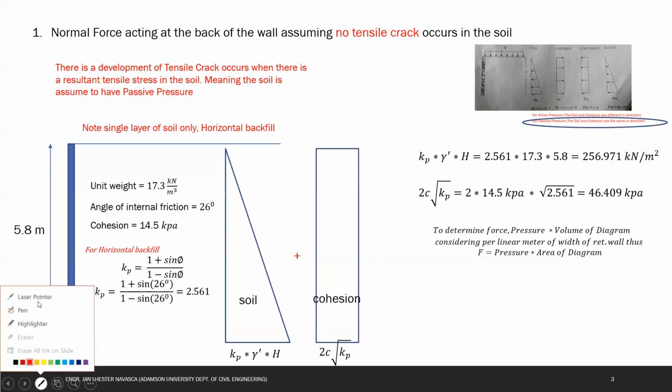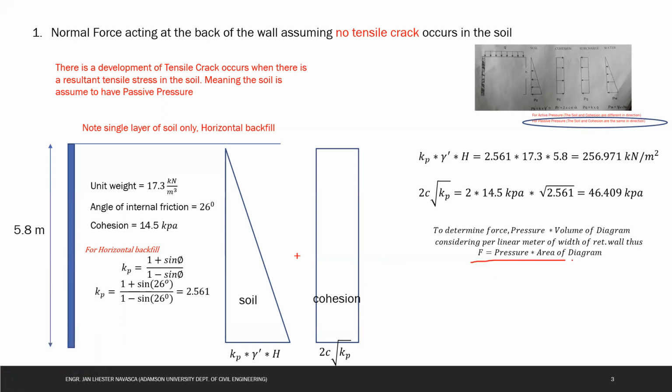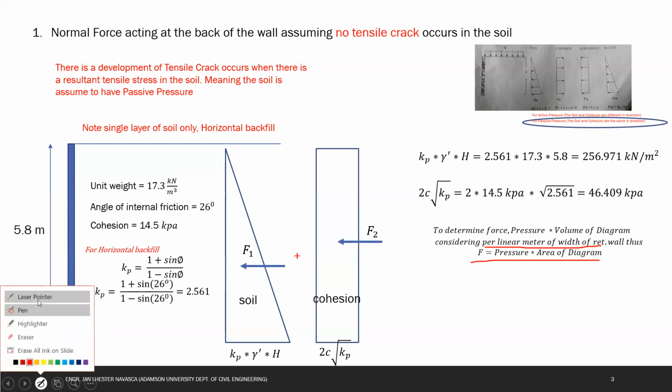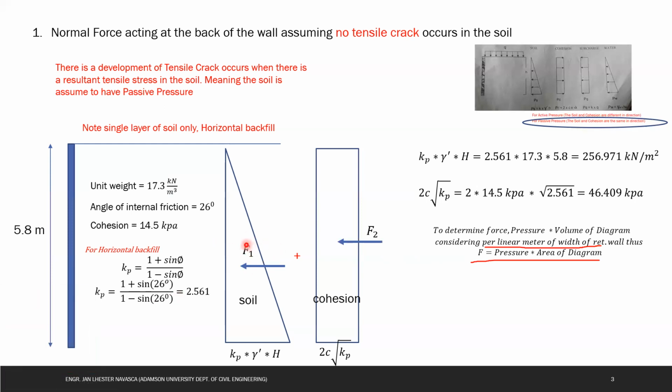Okay, so force is equal to pressure times the area of the diagram. So you always consider per linear meter of the width of the retaining wall. So ibig sabihin ng per linear meter, into your screen, you have 1 meter length of your retaining wall. Okay, so the lateral force due to soil is F sub 1, and the lateral force due to cohesion is F sub 2.